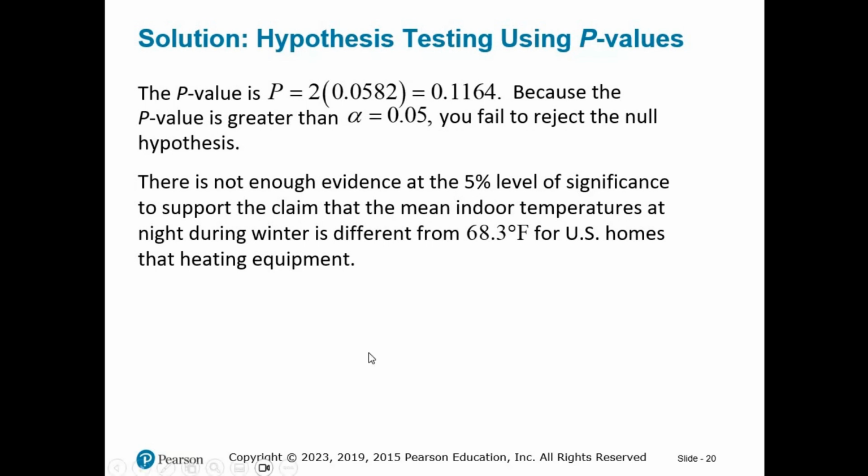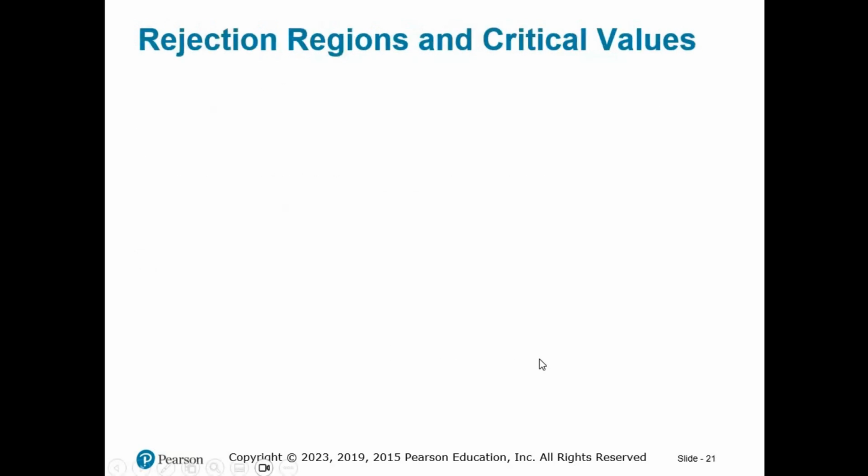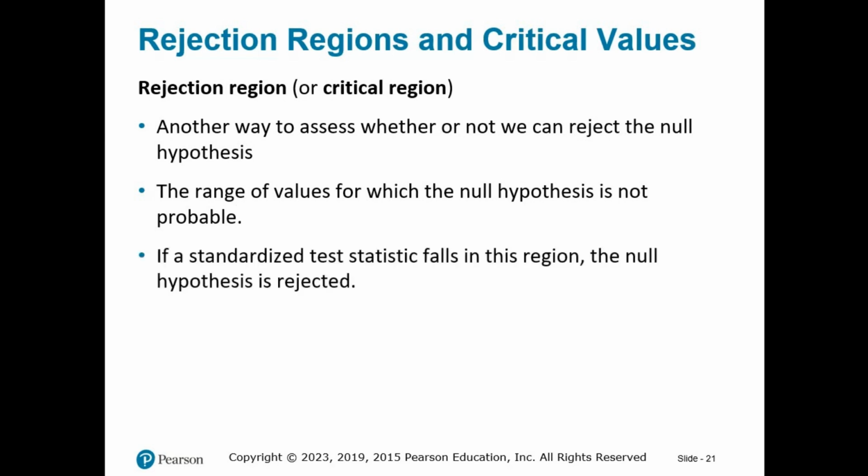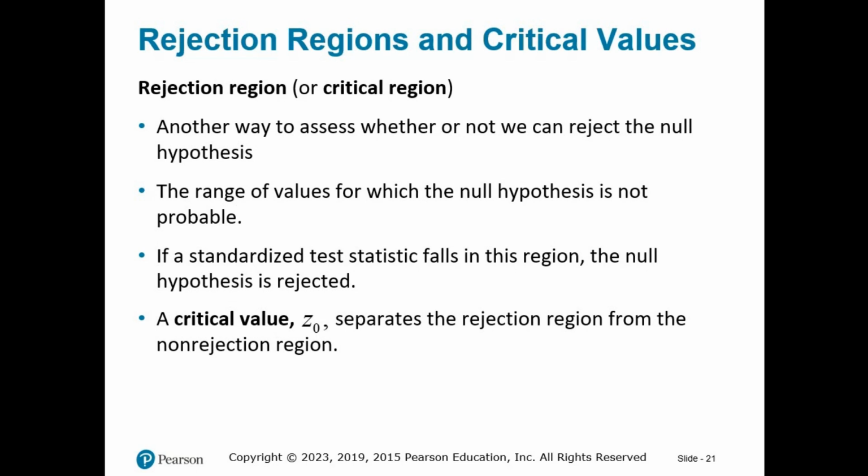Okay, now p-value is not the only way to test whether or not we should reject the null hypothesis. There is, in fact, another way to do this. Another way to assess whether or not we can reject the null hypothesis is to determine the rejection regions of the sampling distribution, also known as the critical region. This is the range of values for which the null hypothesis is not probable. If the standardized test statistic falls within that region, the null hypothesis is rejected. A critical value, z0, separates the rejection region from the non-rejection region.